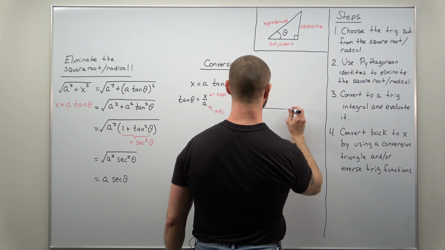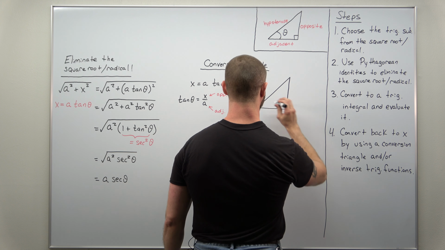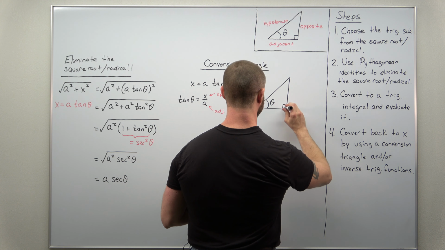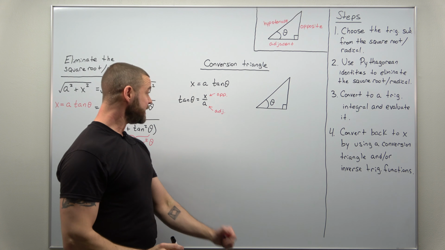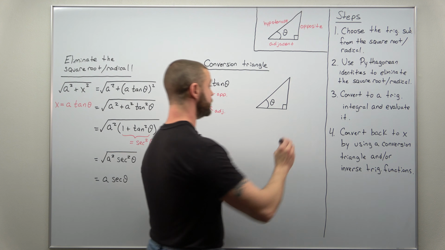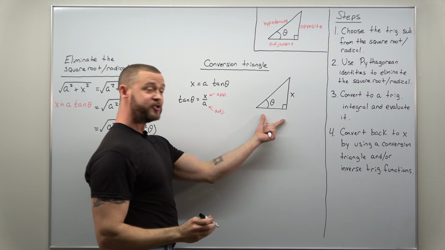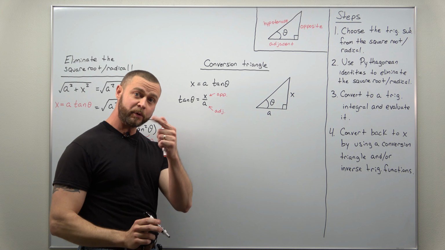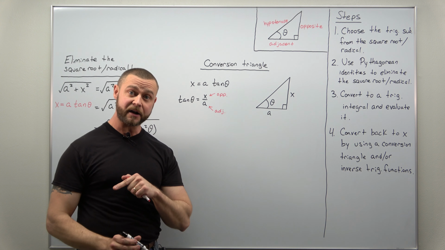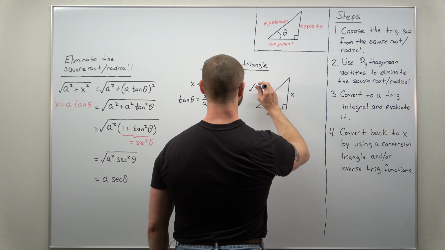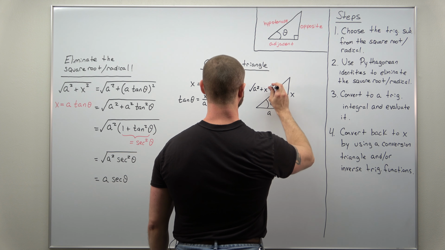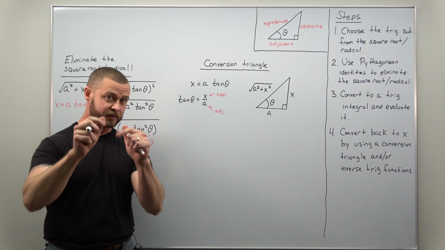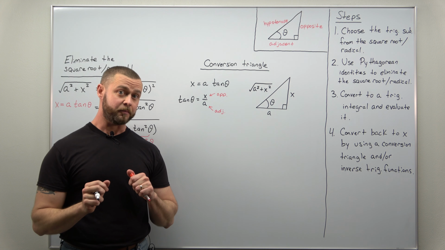So again, draw your standard right triangle. Put your angle theta down there. Don't forget the right angle. And relative to that angle theta, the opposite side, we're going to denote it to be of length x. But now the adjacent side, that'll be of length a. All right, and you can see what to do from here. Determine the third side using the Pythagorean theorem, and you'll get that it comes out to the square root of a squared plus x squared. All right, and that is a complete conversion triangle using the tangent substitution.